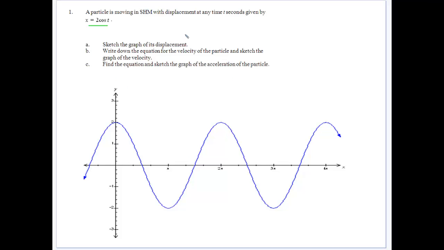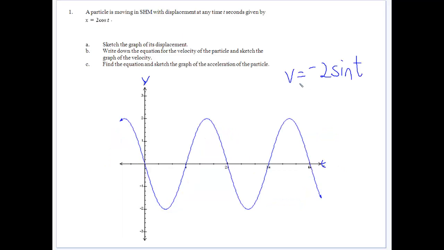The equation of the velocity of the particle, well, to get the equation of the velocity, we differentiate 2 cos t, we get minus 2 sin t. Graphing that one up, well, again, it's a sine curve that starts at 0, has a period of 2 pi, has an amplitude of 2. And because it's negative, it moves in the negative direction first.